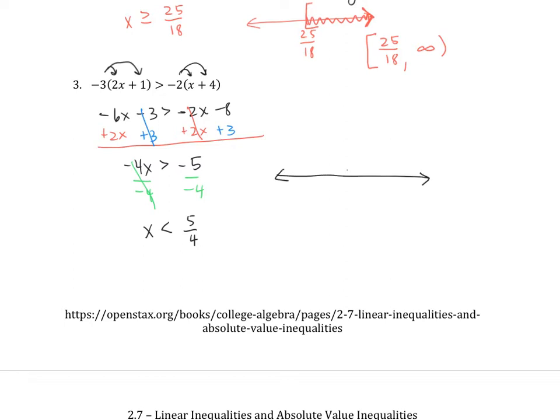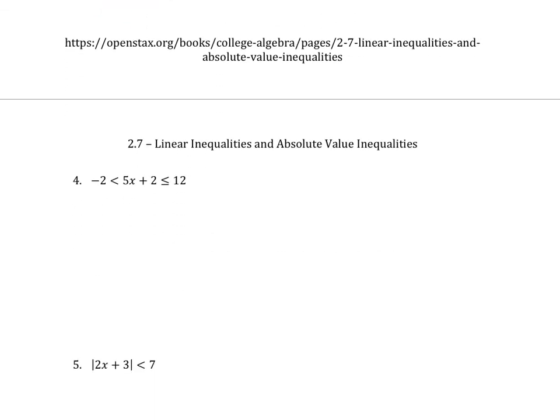Represent it on a number line, so put 5/4 here. We have less than 5/4, so it's going to go this way. And it's a strict inequality, meaning there's no equal to sign underneath, so parentheses. So it approaches negative infinity, so we're going to have parenthesis, negative infinity, comma, 5/4, parenthesis. 5/4 is not included in the solution set. All right, so those are some linear inequalities.